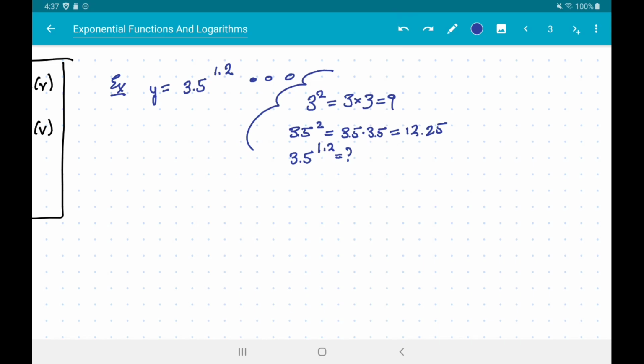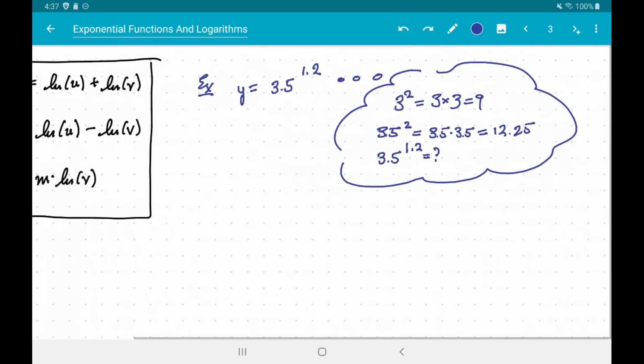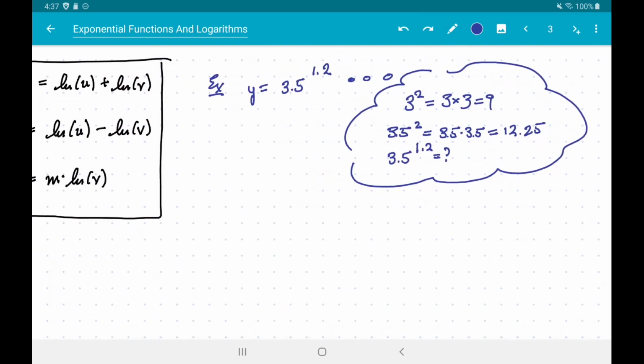Normally we think of a power as being repeated multiplication, but if instead of a whole number of multiplications we have a fraction, what do we do? Well, there's a way to use logarithms to actually make this work. So let me show you this. I'm going to apply ln to both sides.